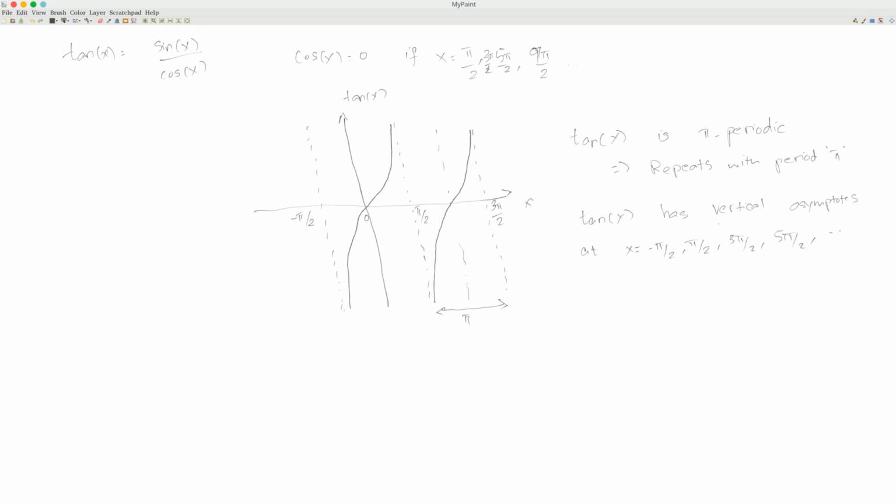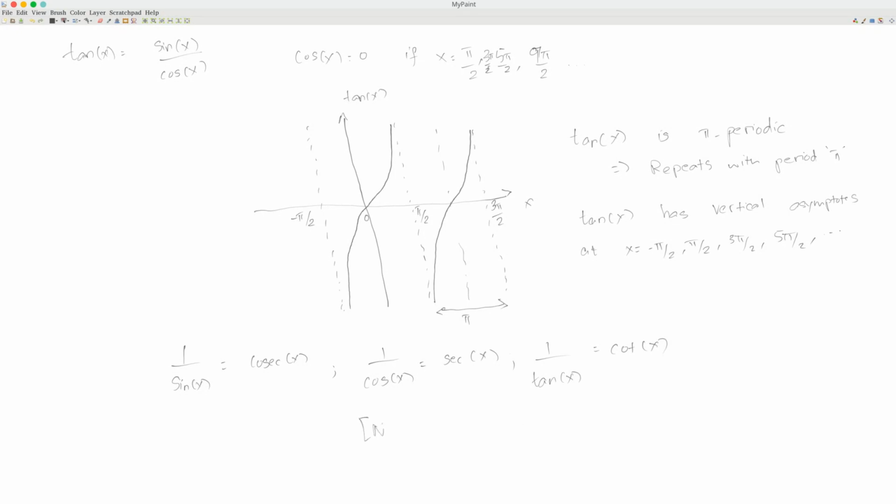But of course, you could take the reciprocal of each of these functions. You could have 1 over sine x, which would be cosecant x, 1 over cosine x would be secant x, 1 over tan x would be cotangent x, or simply cot x.